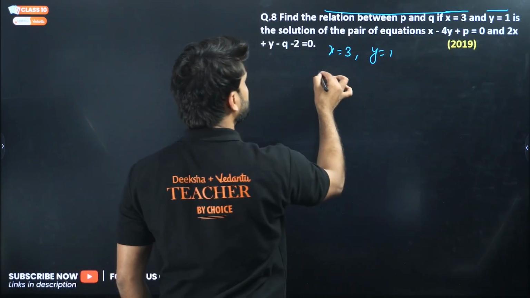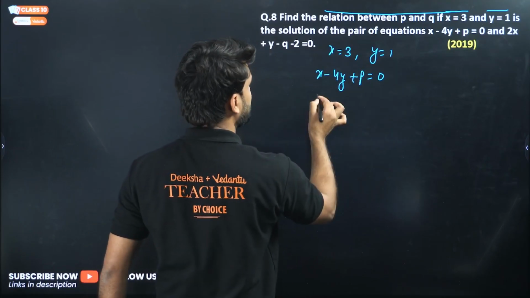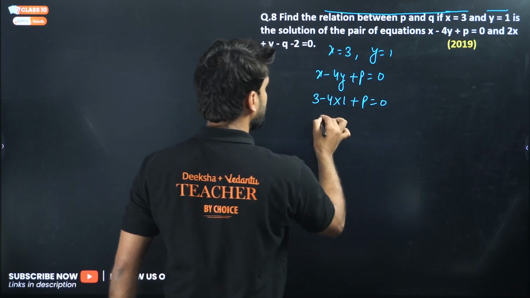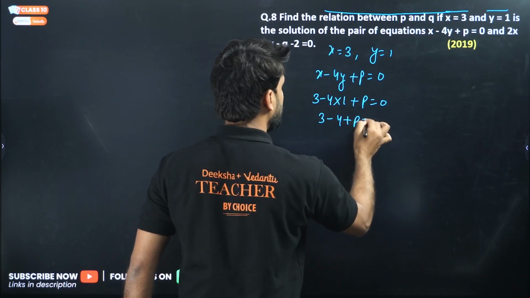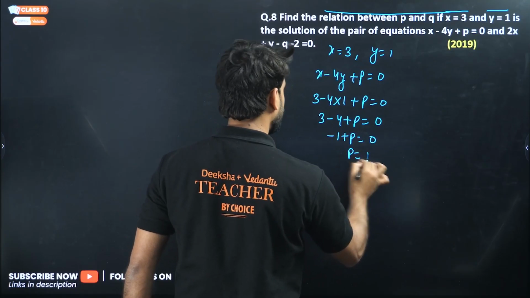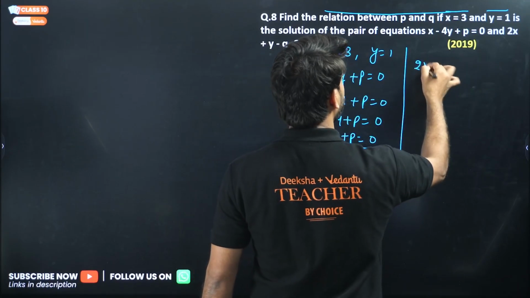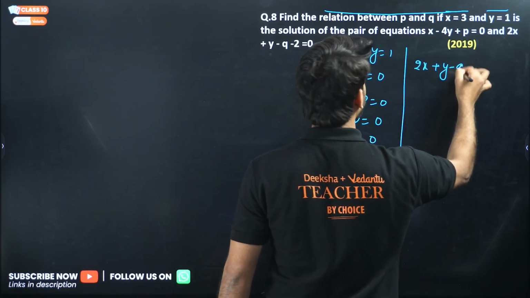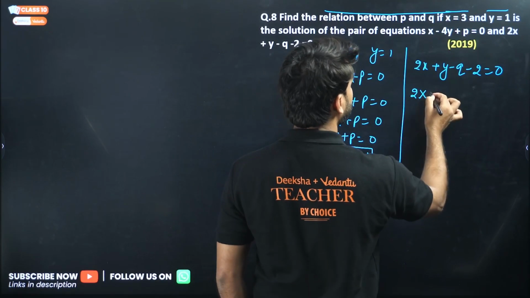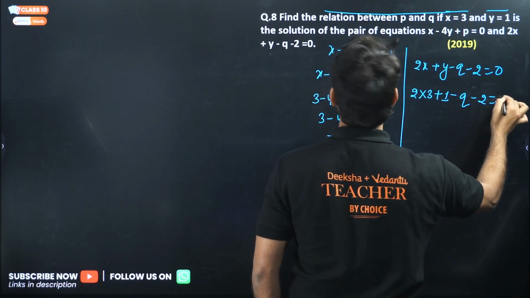So the first equation is x minus 4y plus p equals 0. Now put the values of x and y separately. So this is 3 minus 4 into 1 plus p equals 0. So this will be 3 minus 4 plus p equals 0. So this will be minus 1 plus p equals 0. So p will be positive 1. Similarly, take this equation. This is 2x plus y minus q minus 2 equals 0. So can we put the values which are already given? This is 6 plus 1 minus q minus 2 equals 0, right?